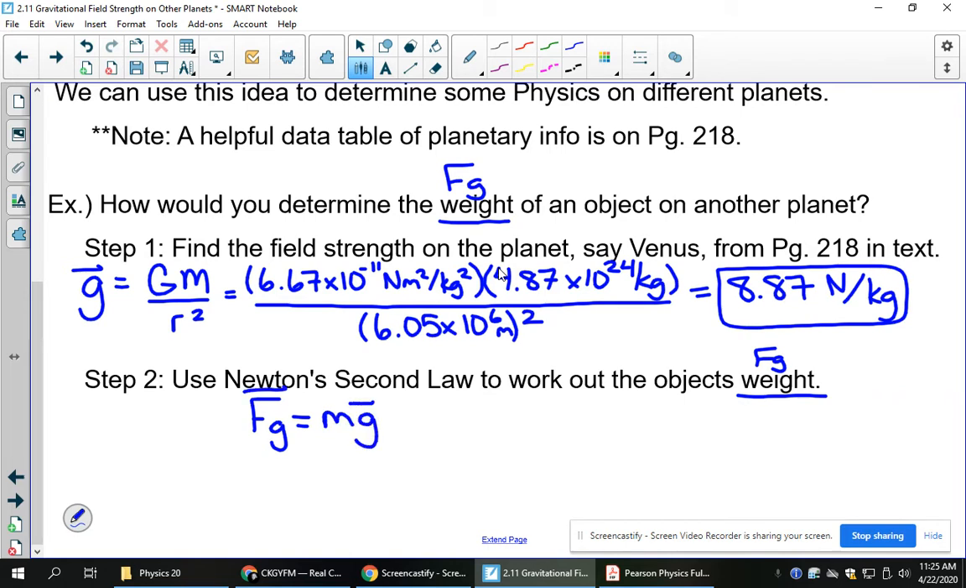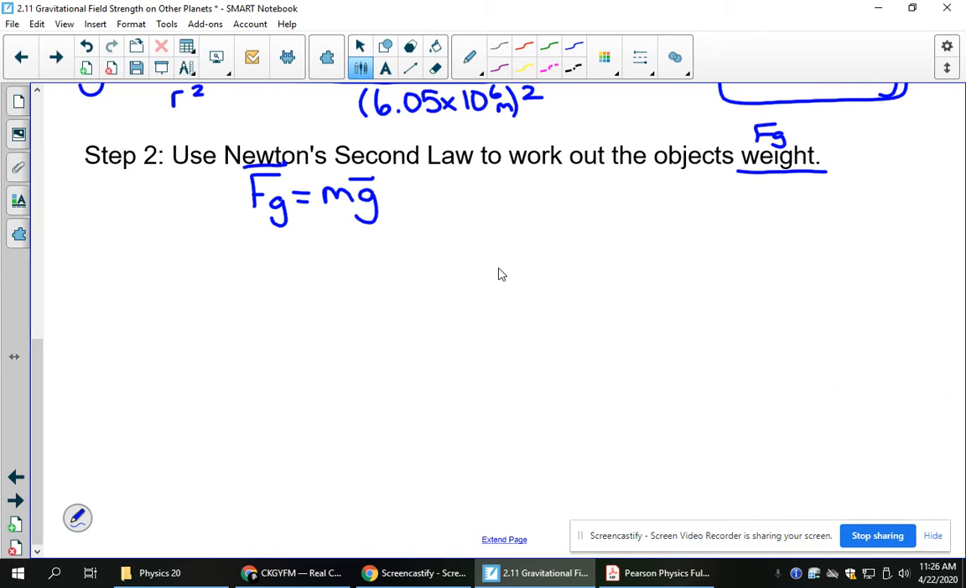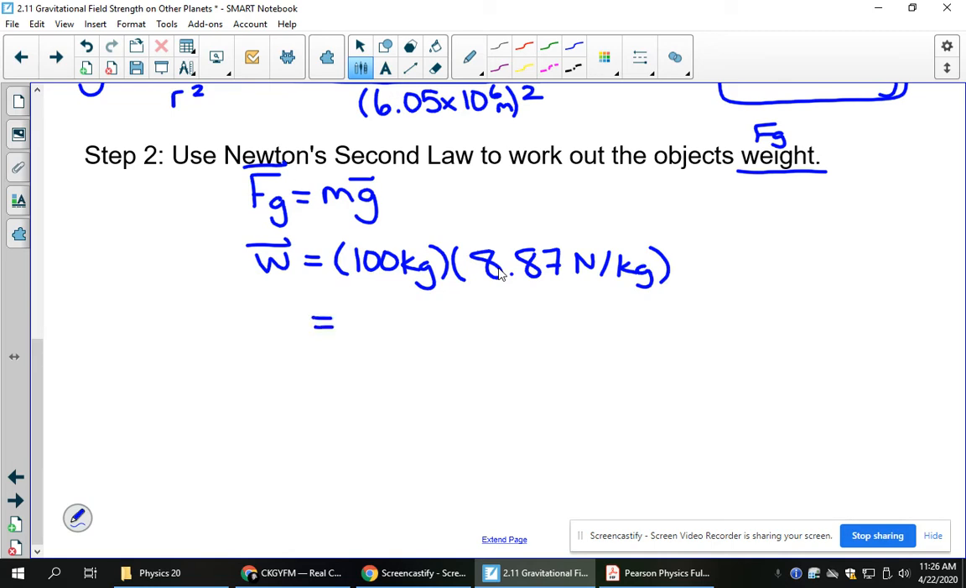And it's really just Newton's second law, mass times acceleration, but we're using acceleration due to gravity. So you could write this as a W if you like, but I like to write it as FG. I'm going to put the mass of some random object, let's say a 100 kilogram object. I'm going to put the G value, 8.87 on Venus, and the weight of 100 kilograms on Venus would be 887 newtons.